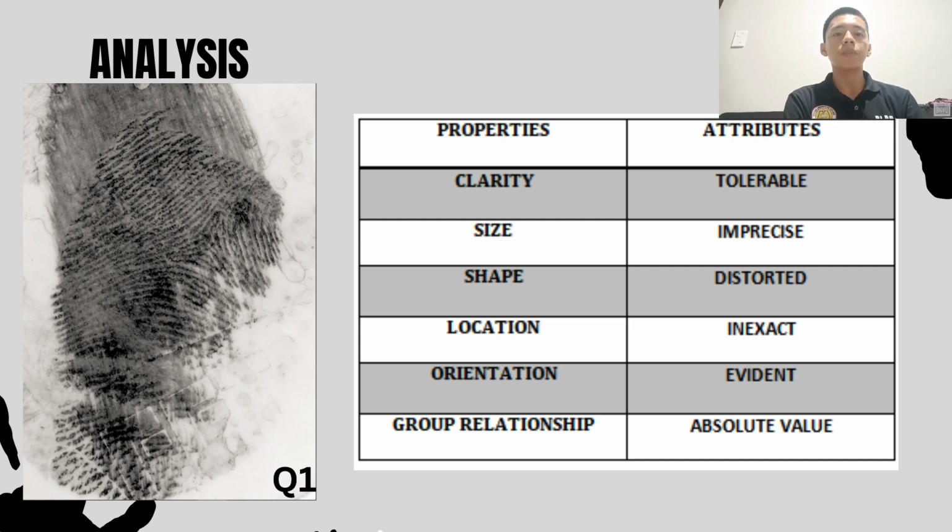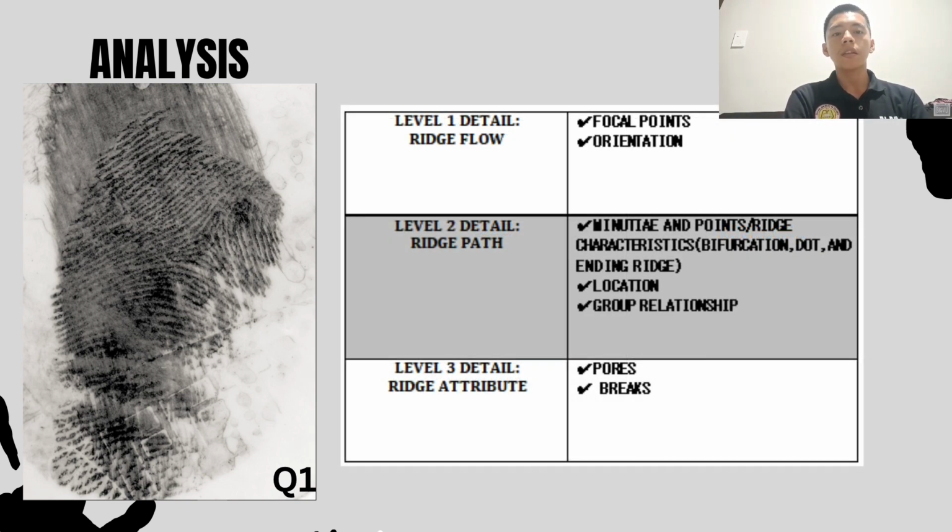Orientation of the question print is evident because we can analyze the direction of ridge flow from left to right. Lastly, the group relationship of the question print is absolute. We can say that the points and count between the ridges are recognizable. The three levels of detail are named level 1, level 2, and level 3. These levels are present in the question print.